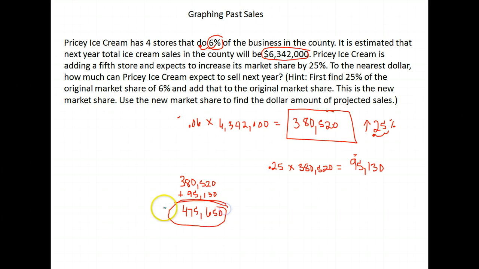So this is their projected sales for the next year. It's what they did in the past, the 6% of the total share, okay, plus 25% more of that. So again, we did 6% of the total share of the market and found out how much they did in the past. We found 25% of that number, the amount they did in the past, to find out how much they were increasing by, and then added that to what they've done in the past. And that gave us our answer.